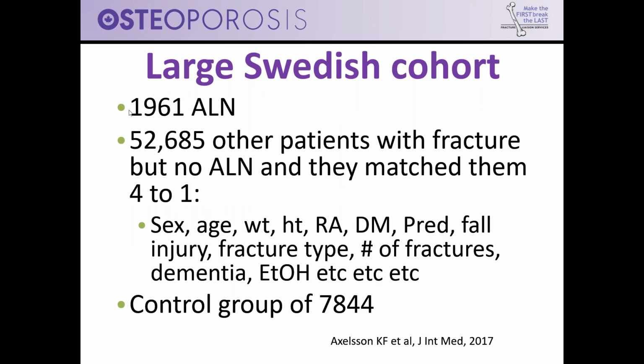And in fact, they found close to 2,000. And then in the other 52,000 patients who had fractured and had never had exposure to alendronate before they fractured, and also did not have alendronate afterwards, they matched them 4-1. So that will become the control group. And they matched them for many characteristics, so sex, age, height, and weight, and a bunch of other things, and we'll go through some of them in the next slide. And they ended up with a control group of close to 8,000 patients.